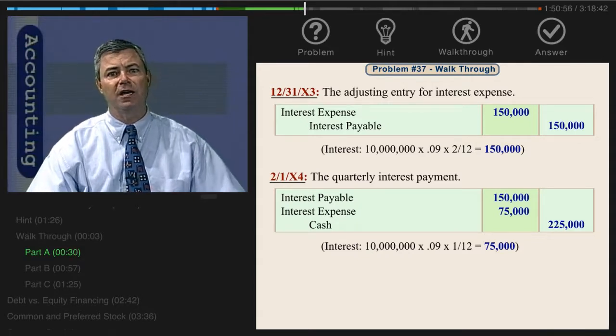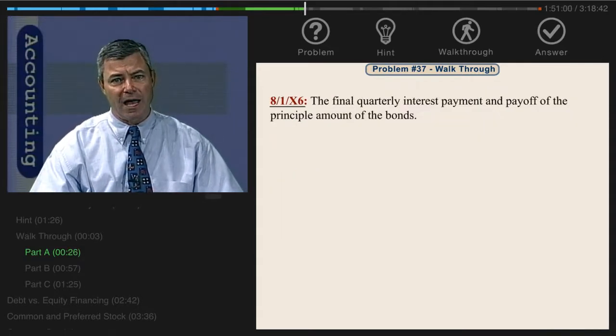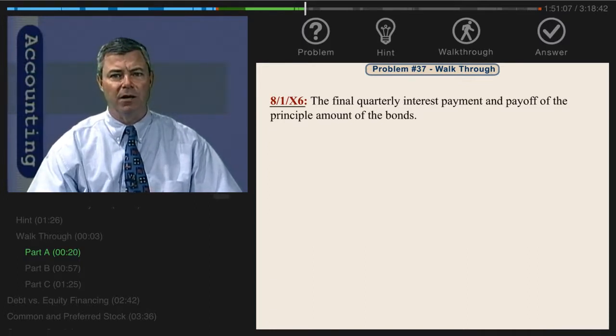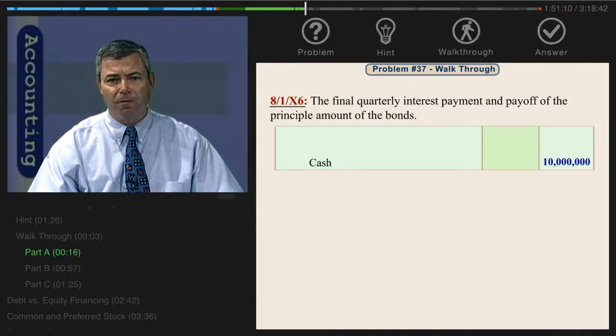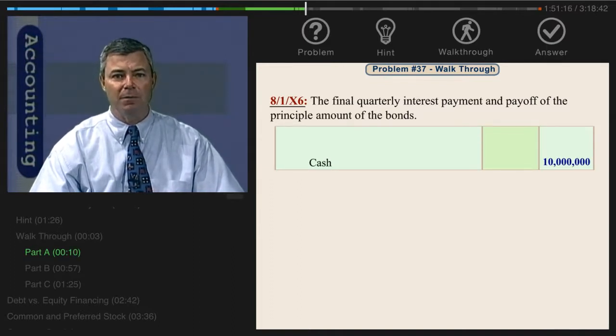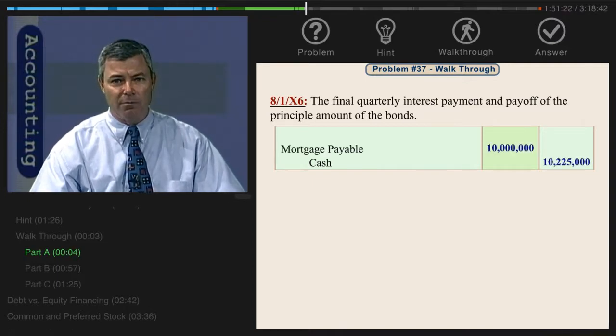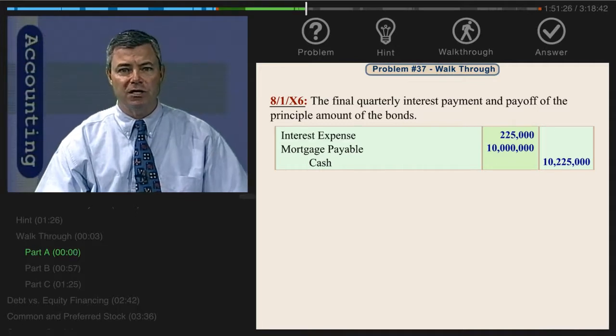Then it asks us for the entry at maturity, which is August 1st, X6. The payment at maturity can be made in either 1 or 2 entries. I'm combining them here, but you are going to have a credit to cash for the full amount of principal under the bond, which is $10 million, plus the last quarterly interest payment due at maturity, which is $225,000. The debit is to the mortgage payable for $10 million and also to interest expense for the last 3 months' worth of interest cost.